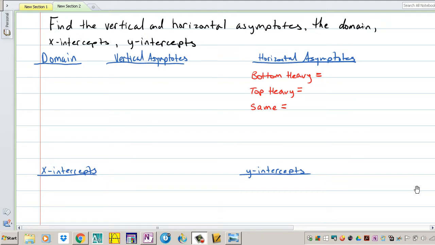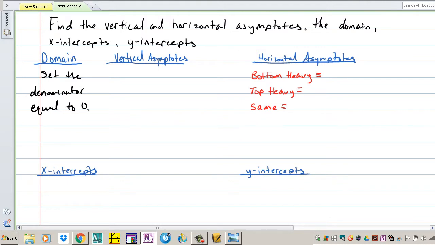Find the vertical and horizontal asymptotes, the domain, x-intercepts, and y-intercepts. So, to find the domain of rational functions, you first have to set the denominator equal to 0. So that's your first step. Your second step would be solve.